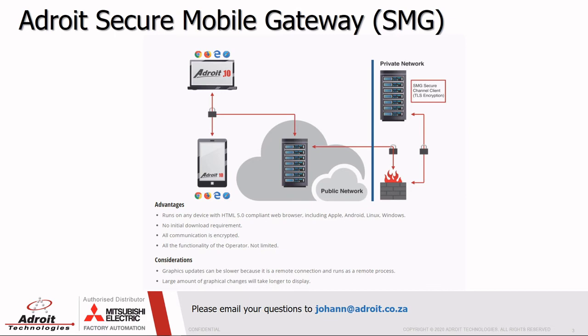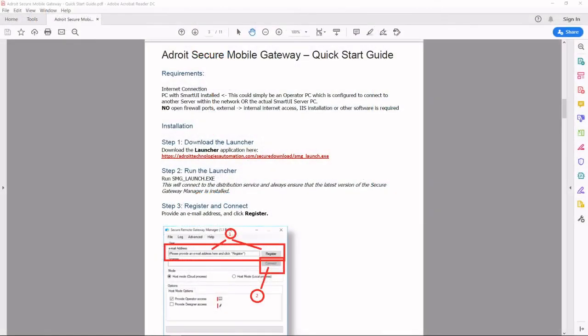It uses HTTPS, and a direct HTML5 representation of the operator is provided. The solution is application specific and specifically designed and optimized for the operator. To install the Secure Mobile Gateway, you simply need to download our quick start guide.